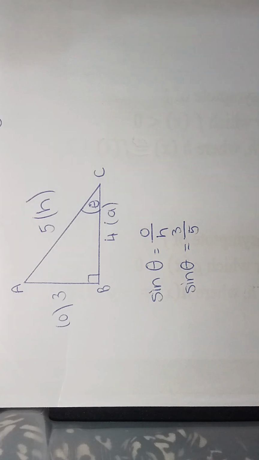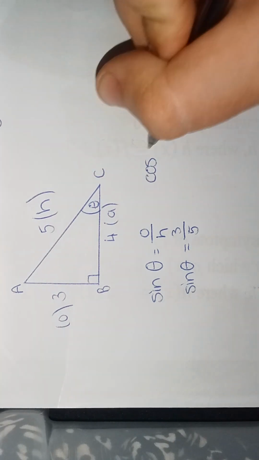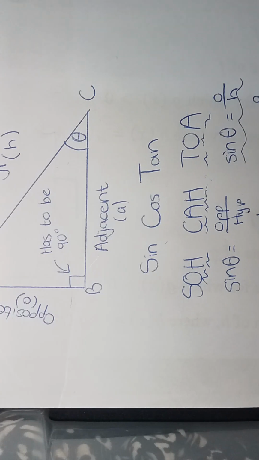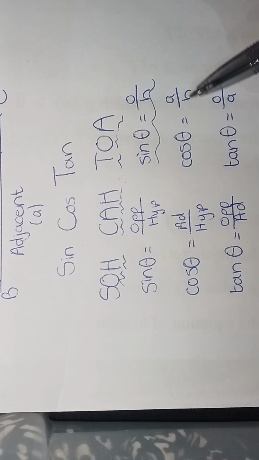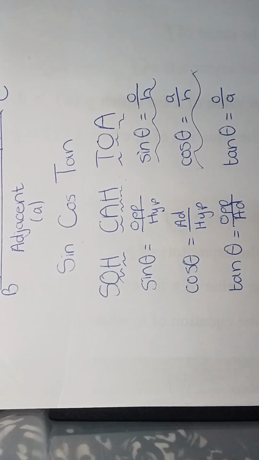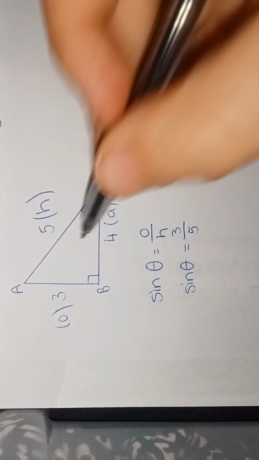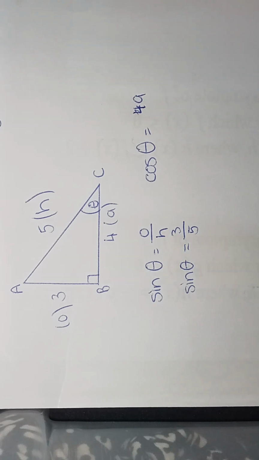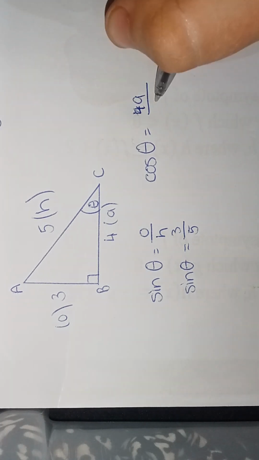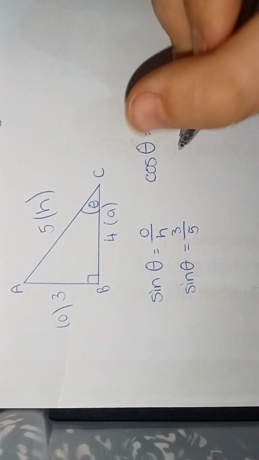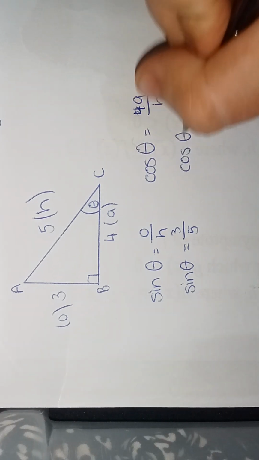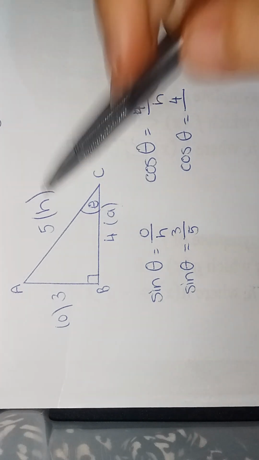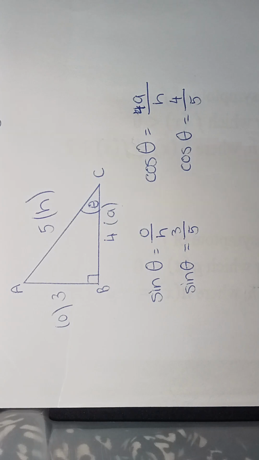Now let's look at cos. What is cos theta? Cos is our adjacent over our hypotenuse. Thus meaning that cos theta is equal to our adjacent, which is 4, over our hypotenuse, which is 5.